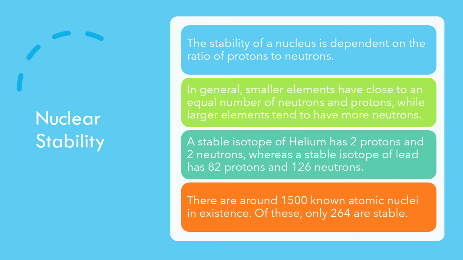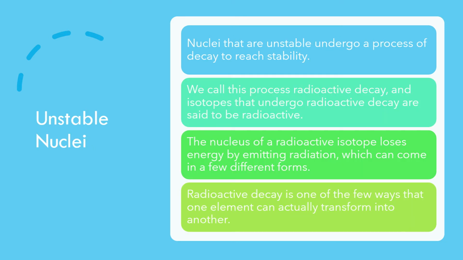Larger elements, on the other hand, tend to need more neutrons to be stable. For example, while a stable helium isotope might have 2 protons and 2 neutrons, a stable isotope of lead has 82 protons and 126 neutrons. Of the approximately 1,500 known atomic nuclei that scientists have discovered, either naturally or in the lab, only 264 of those are stable. So what happens when a nucleus is unstable?